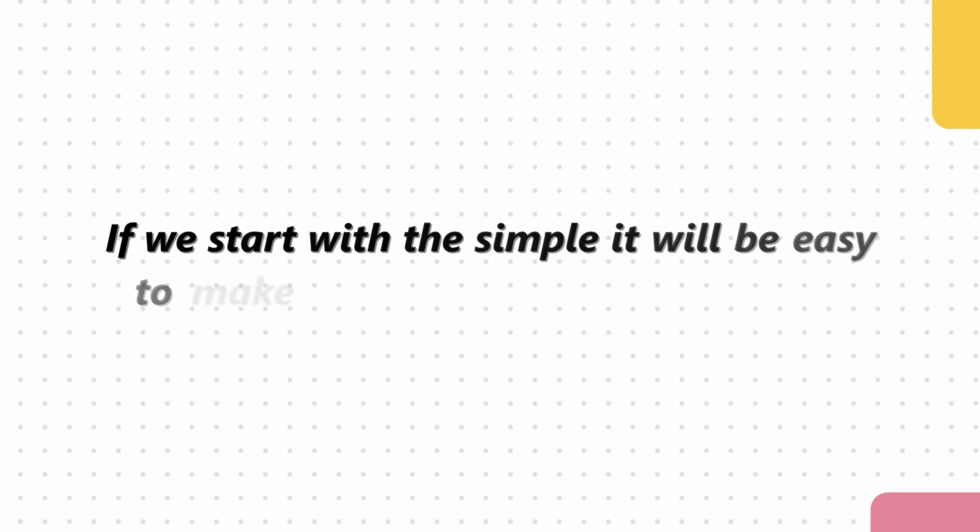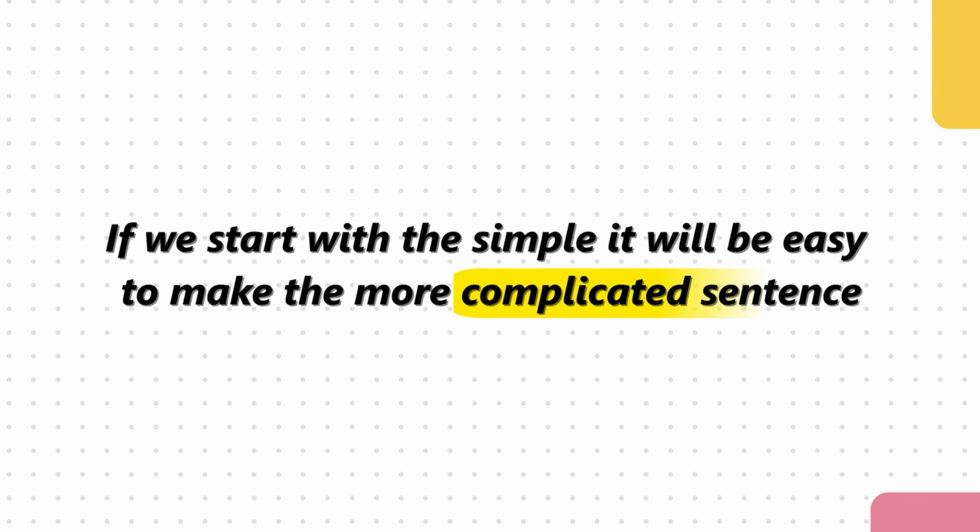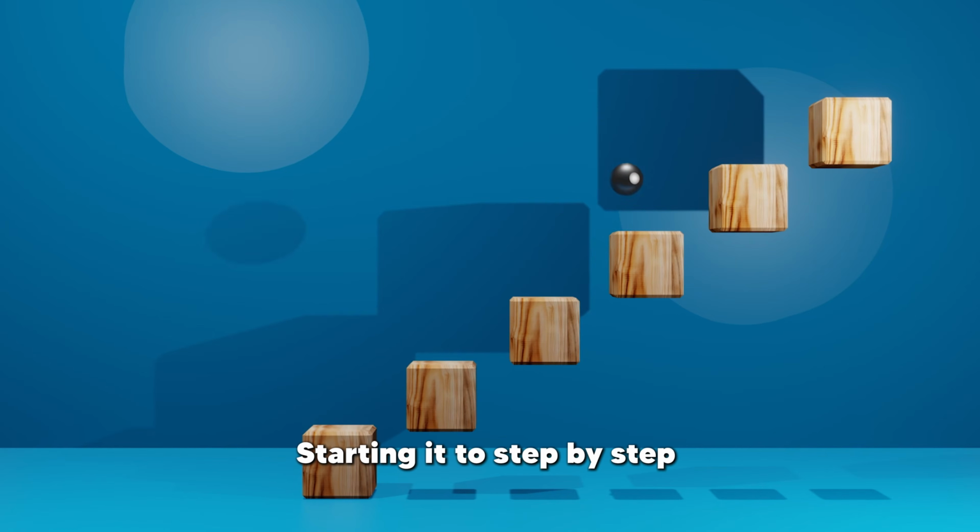It's a simple sentence, I know. But this simplicity will help you to think in English. Because if you start with the simple, it will be easier to make the more complicated sentence. Starting step by step from the simple to advanced will help you to think in English. Don't start with the higher level. Start with the simple. Because if you do that, your brain will think about it, oh, I'm trying to think in English now. So small sentences will help you to achieve the advanced level.